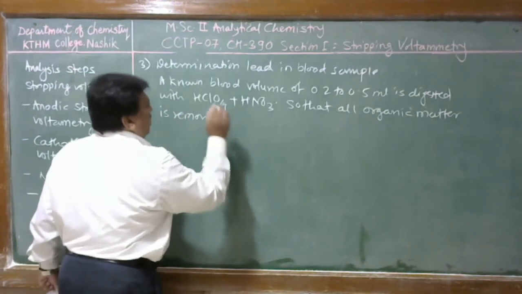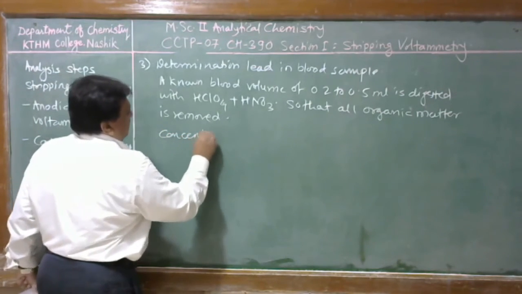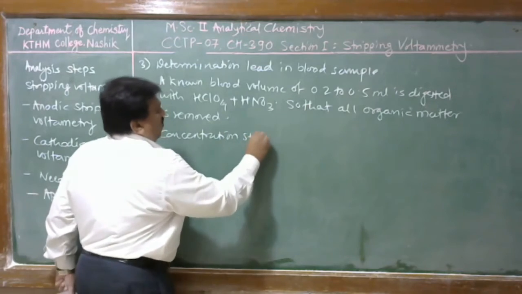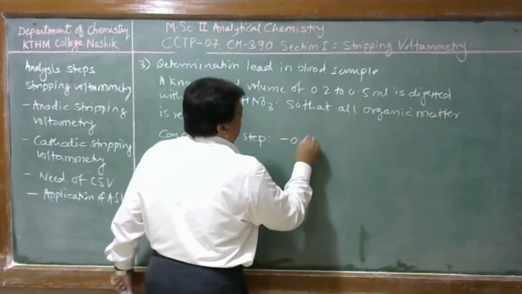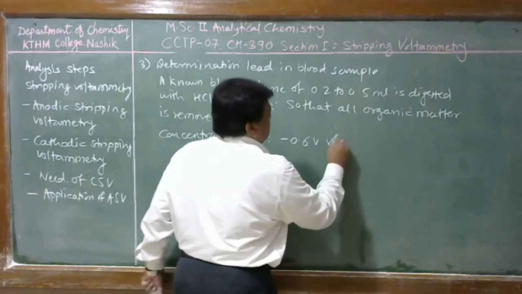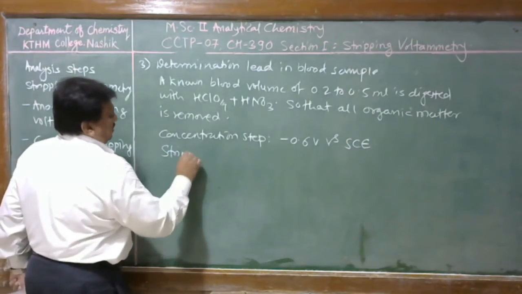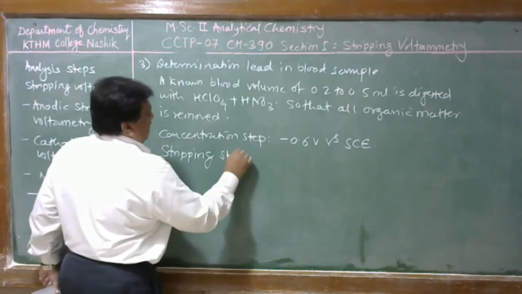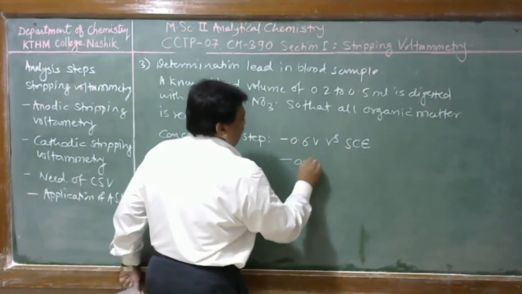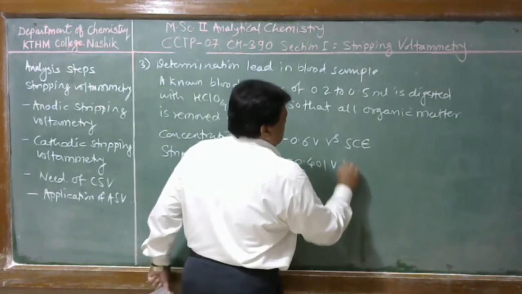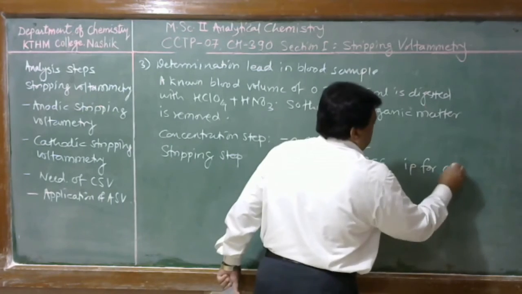The solution is then diluted and analyzed by stripping voltammetry. Then the concentration step for the standard solution of lead and the sample solution of lead is carried out at minus 0.6 volt versus saturated cadmium electrode. And the stripping step is pulsating or sometimes a linear stripping. The peak current observed at 0.401 volt versus saturated cadmium electrode is the peak current for the lead ion.